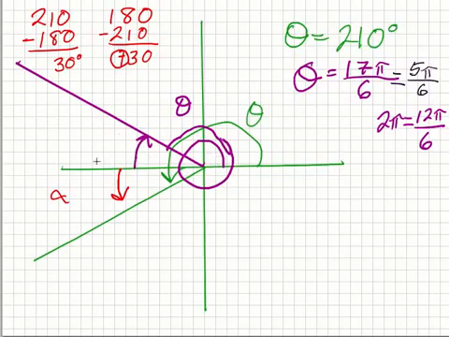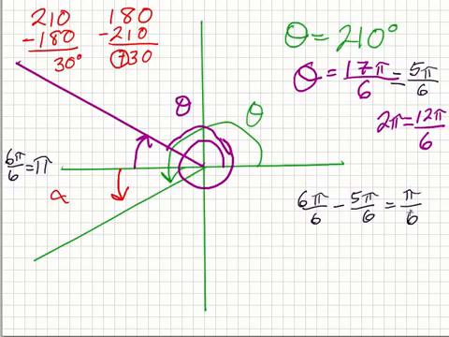We know that 180 is pi, or, again, thinking of it in terms of over 6s, it's 6 pi over 6, because 6 over 6 is 1. So now it makes it easier for us to subtract: 6 pi over 6 minus 5 pi over 6 gives us the reference angle of pi over 6. Again, watch your fractions, practice with them, and enjoy them.